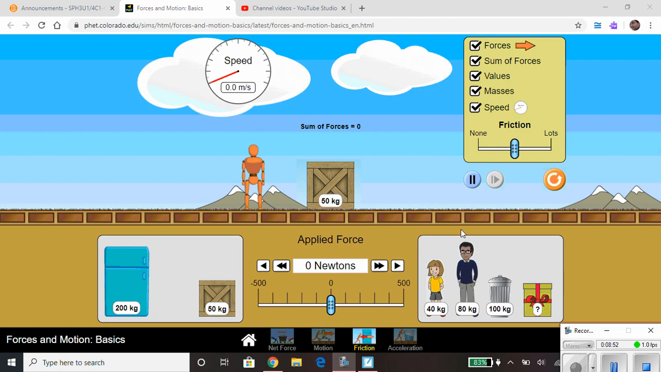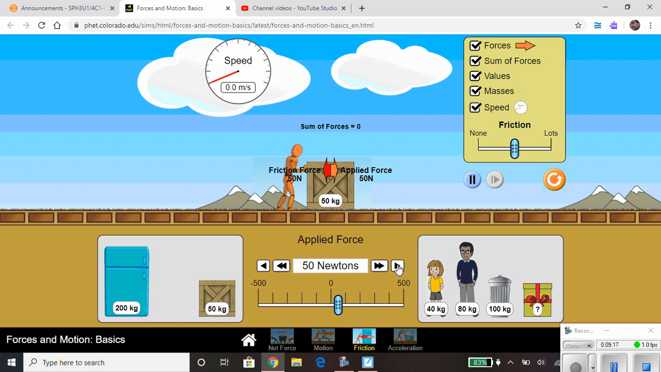So what I have here is a little simulation that I've also put a link to in here. And this is a 50 kilogram object. And what we're going to do is we're going to push on it. And we're pushing on it with 50 newtons. So if I push on it with 50 newtons, the force of friction on it back is also 50 newtons, so there's no net force, so it's not moving.